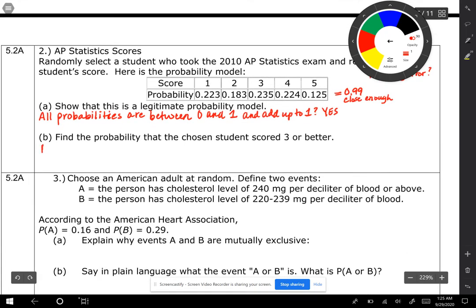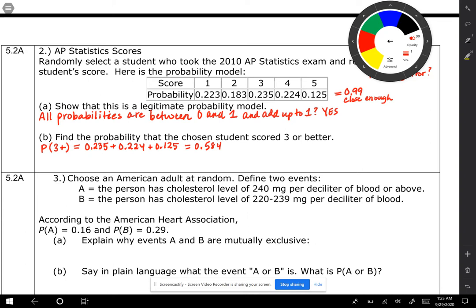So to notate that, the probability of 3 or better, you could put 3 and plus. And if you go ahead and add those probabilities, that'd be 0.235 plus 0.224 plus 0.125. And that would give us a grand total of 0.584.